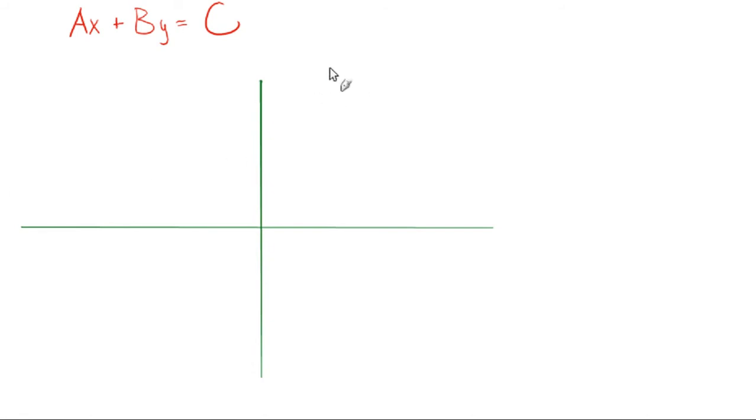Let's say we're given 2x plus 5y equals 3. Actually, let's let it be 10, just so the answers come out to be nice round numbers. Let's say we create a table.